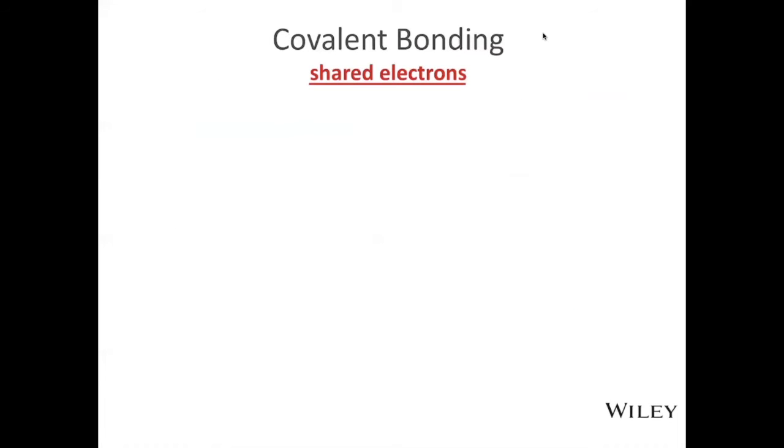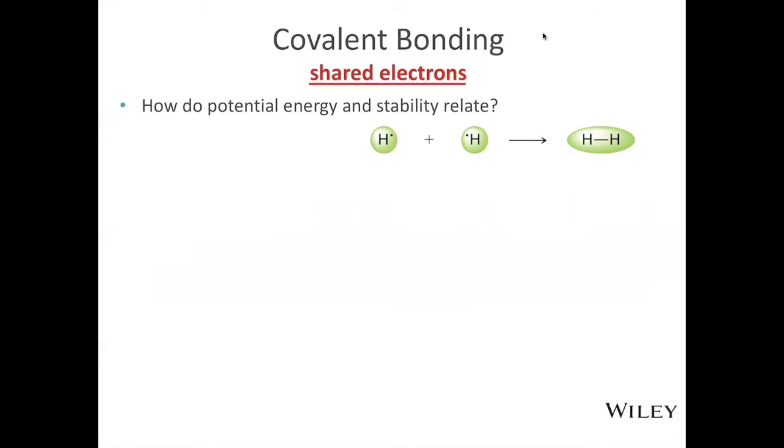Remember back in Gen Chem, we talked about the different types of bonding. There's ionic bonding and covalent bonding. In most of organic, we are going to talk about covalent bonding, or sharing of electrons. And if we think about hydrogen as an atom versus H2 as a molecule, how do you think these 2 things relate in terms of energy and or stability?